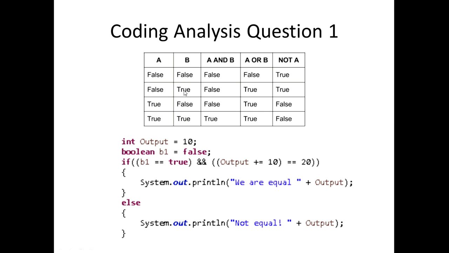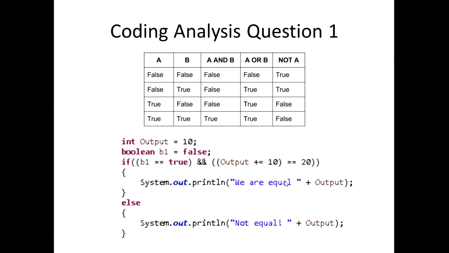I'm not too sure if you guys know about what truth tables are, but they're basically tables that are used to calculate the result of two Boolean values. So in this case, as you can see, with b1 equals true and the output plus equals 10 equals 20, we had false and true. If we look at the truth table here, false and true, we're going to get a false. And basically, we're just going to bypass this conditional and this will be printed out.